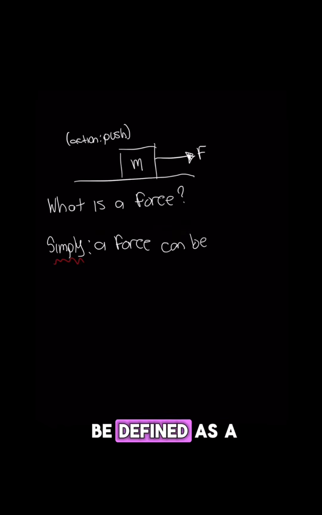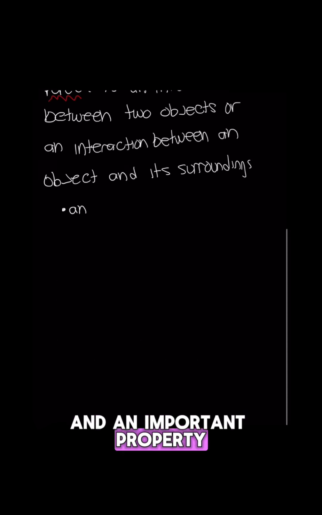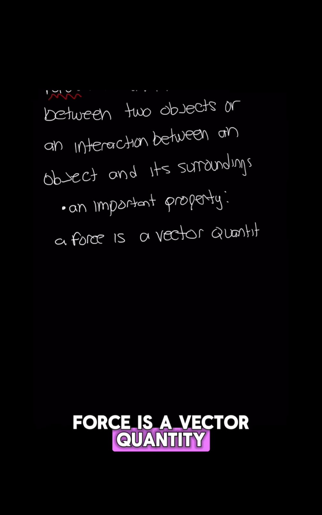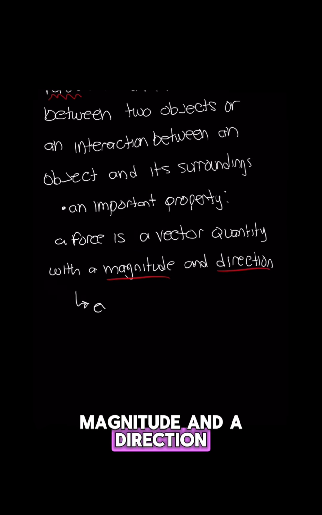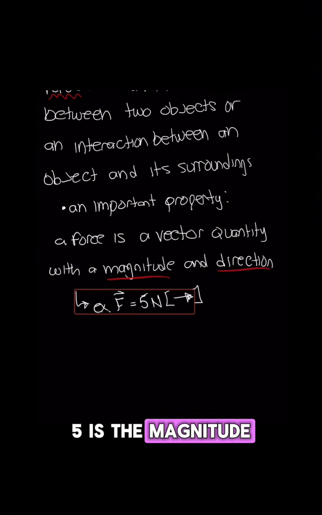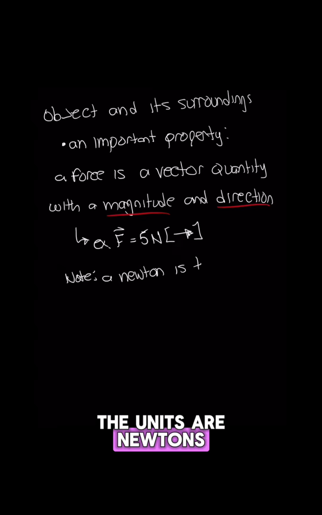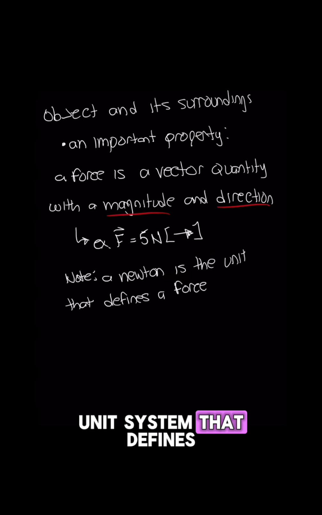Simply, a force can be defined as a push or a pull, but we can define this more accurately. Force can be defined as an interaction between two objects or an interaction between an object and its surroundings. An important property of force is that it is a vector quantity, meaning it has a magnitude and a direction. For example, we can say a force is equal to 5 newtons to the right. 5 is the magnitude and the direction is to the right. Note that the units are newtons. This is the general unit system that defines a force.